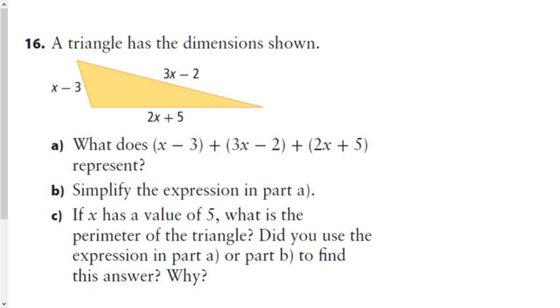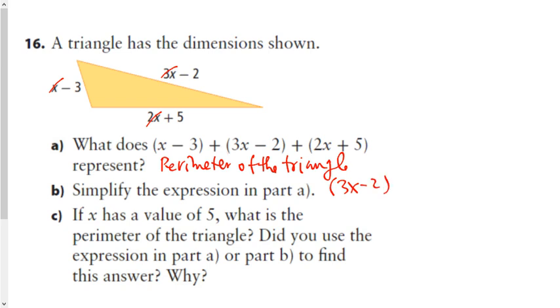This is Ben's favorite question on perimeter. What does this expression represent? It represents the perimeter of the triangle. What's the simplified expression? 2x plus 3x plus x. So actually, the first thing I would have done is this. I would have written it as side 1 plus side 2 plus side 3.